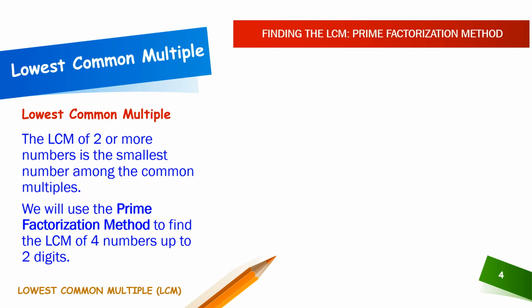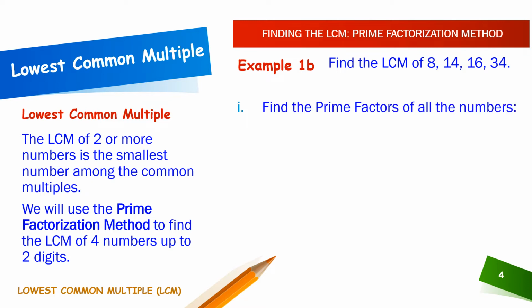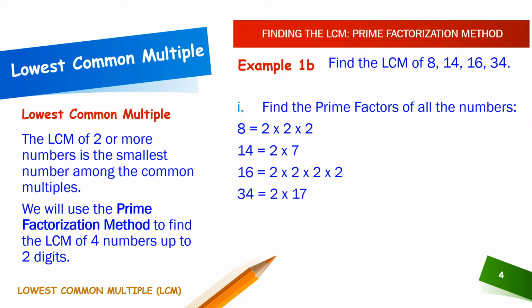We will use the prime factorization method to find the LCM of four numbers up to 2 digits. So let's take a look at an example. We're going to find the LCM of 8, 14, 16 and 34. First, find the prime factors of all the numbers. So 8 equals 2 times 2 times 2, 14 equals 2 times 7, 16 equals 2 times 2 times 2 times 2, and 34 equals 2 times 17.